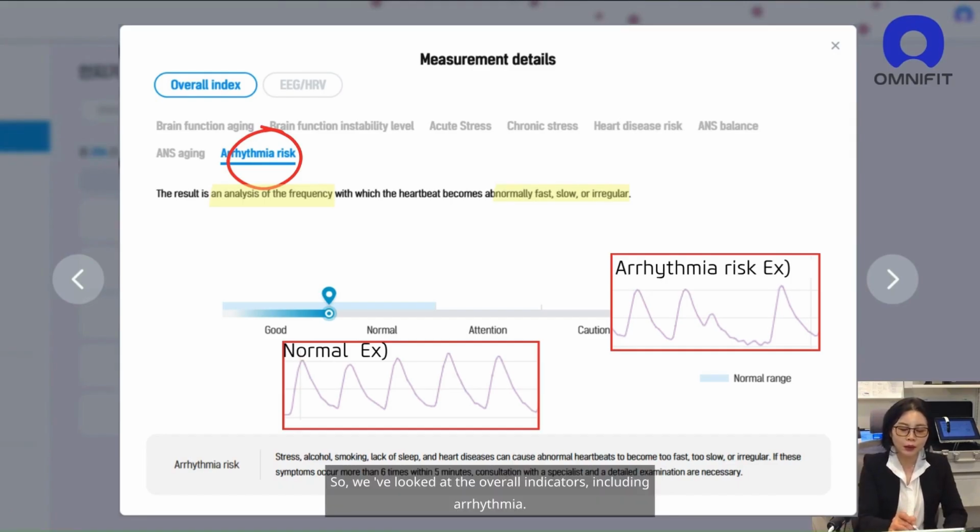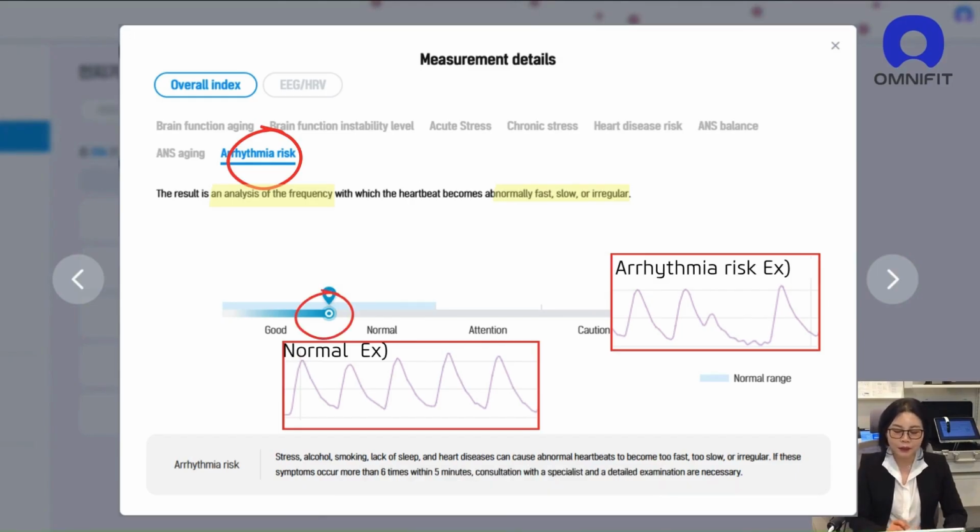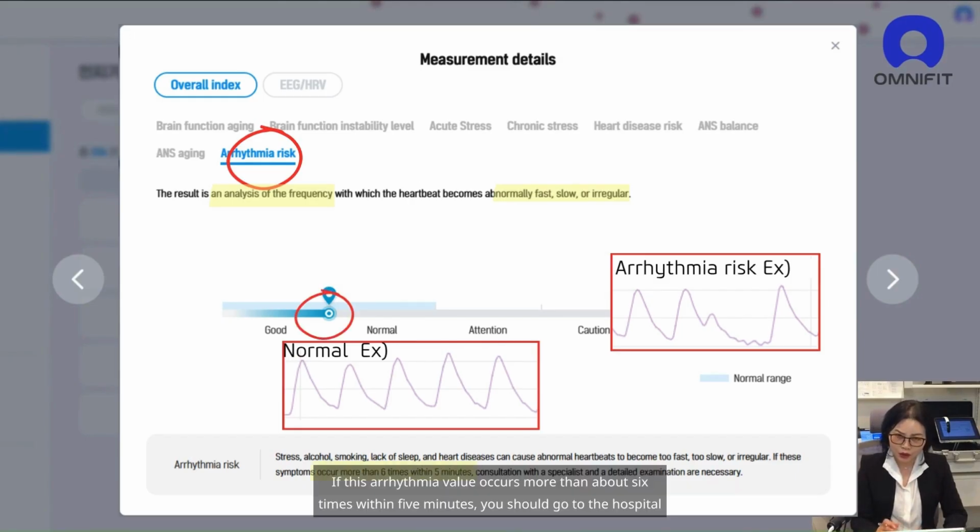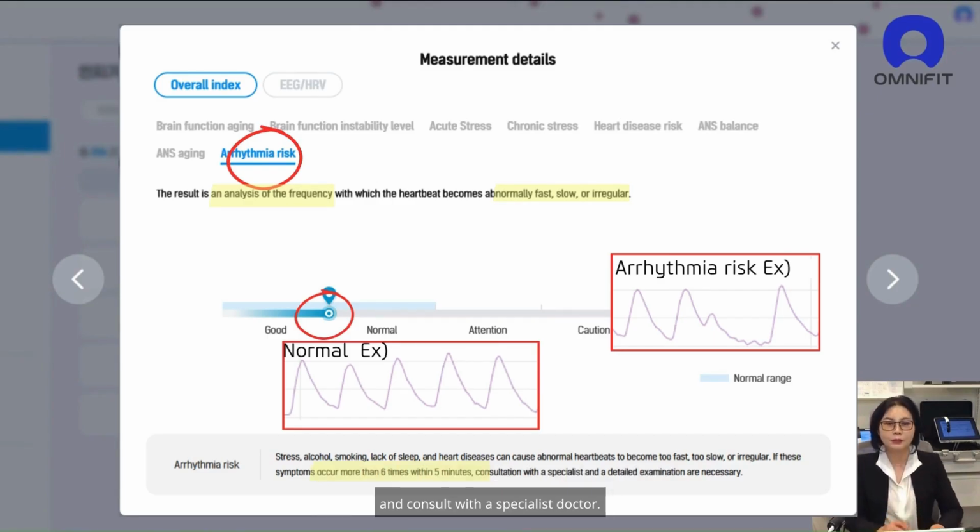If you actually put your ear to the chest of someone with arrhythmia, you can hear those kinds of sounds. So, we've looked at the overall indicators, including arrhythmia. In the case of the test subject, they are in a very healthy state. If this arrhythmia value occurs more than about 6 times within 5 minutes, you should go to the hospital and consult with a specialist doctor. Managing arrhythmia is also very important.